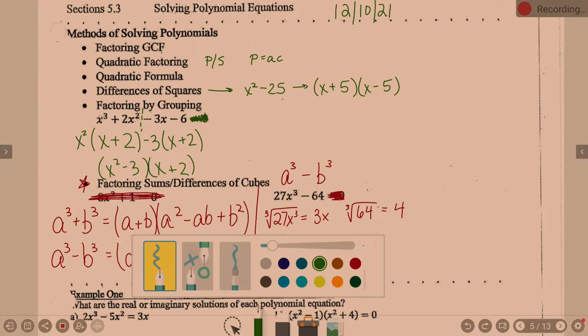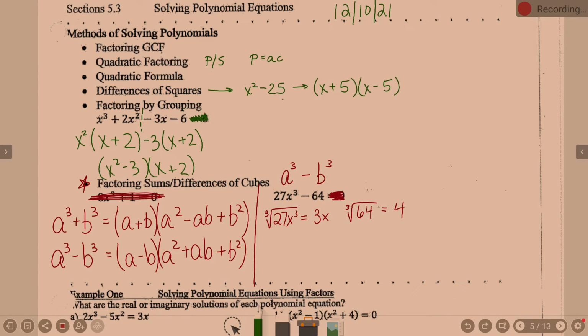So what we've just done: 27x cubed was in the position of a cubed, yes? So when I take the cube root of 27x cubed, this 3x is my a value. 64 was in the position of b cubed. So when I take the cube root of b cubed, this 4 is in the position of b. So what we have just found are values we can use to put in our formula for a and b. Now, which formula do I need to use over there? The bottom one. This is a cubed minus b cubed. So we're going to use that formula and fill it in.